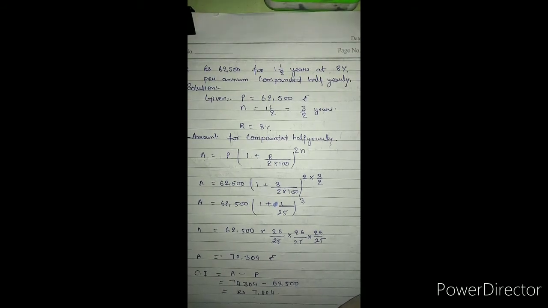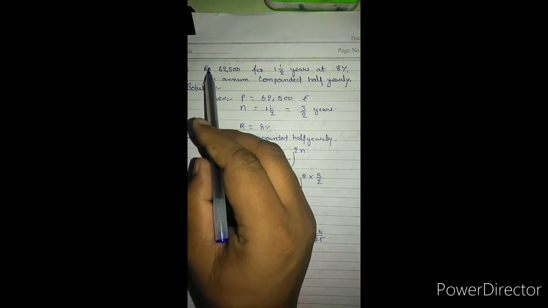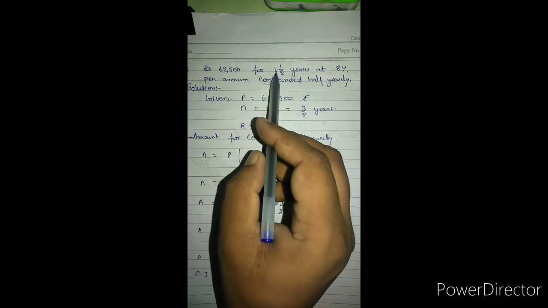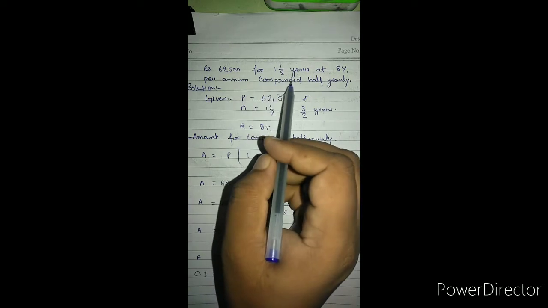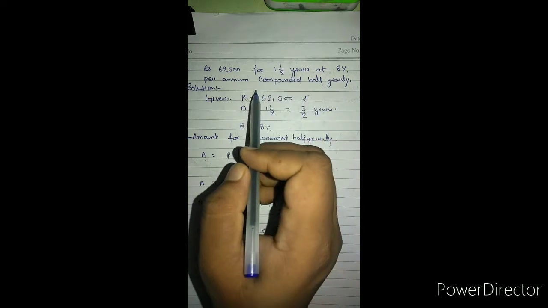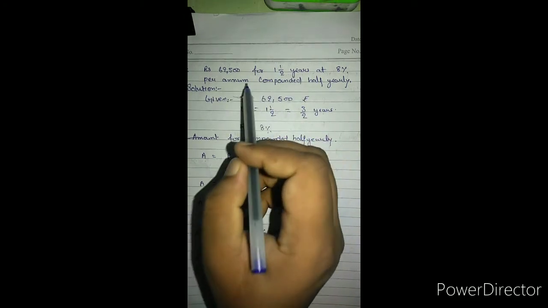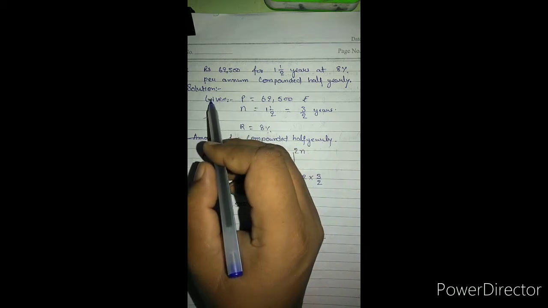Dear students, it is the question number 1C of exercise 8.3. So look here, the question. Rupees 62,500 for 1 1/2 years at 8% per annum compounded half yearly, and we have to calculate the amount and compound interest for it. First of all, write down what is given.